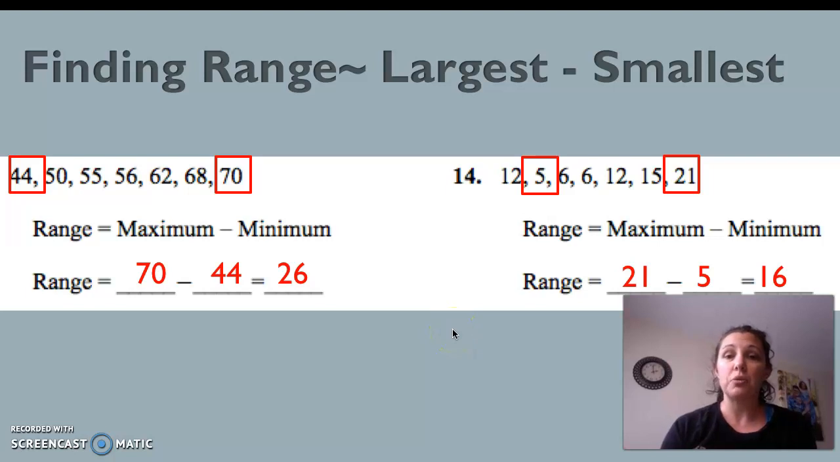So this was just a quick little mini lesson on measures of center, and hopefully that will help you with dot plots and histograms. If you need me, send me a message on Edsby.